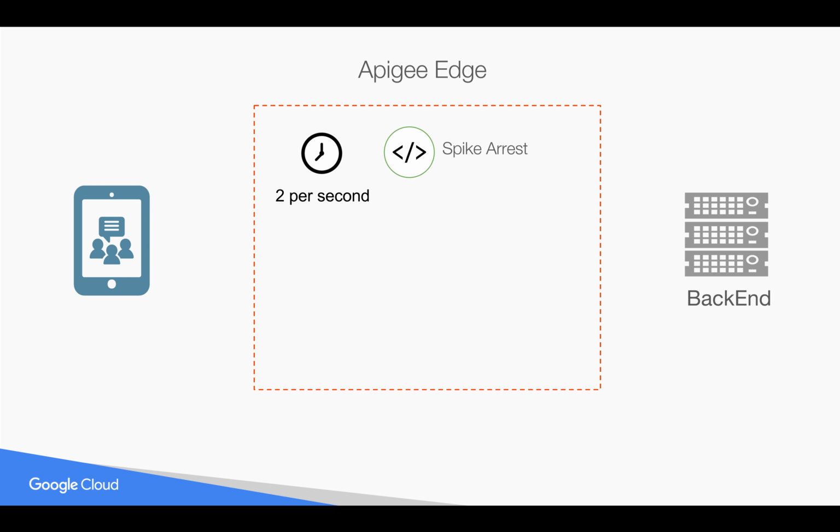Say, for example, we wanted to limit the number of requests to 2 per second. Another way to say that is 2 requests per 1,000 milliseconds or 1 request per 500 milliseconds.